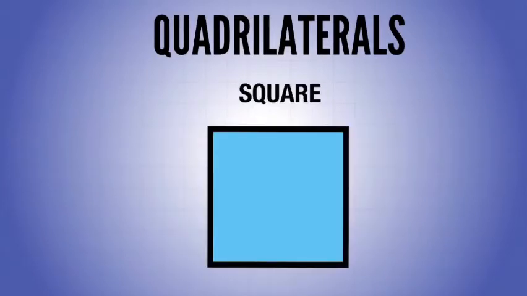A square is a special rectangle. Again, it has the 4 right angles. It has the 2 pairs of parallel lines. But it also has all sides congruent, equal. That's where a square really sets itself apart as a special quadrilateral. It can also sometimes be called a rhombus, which we'll talk about in a little bit.